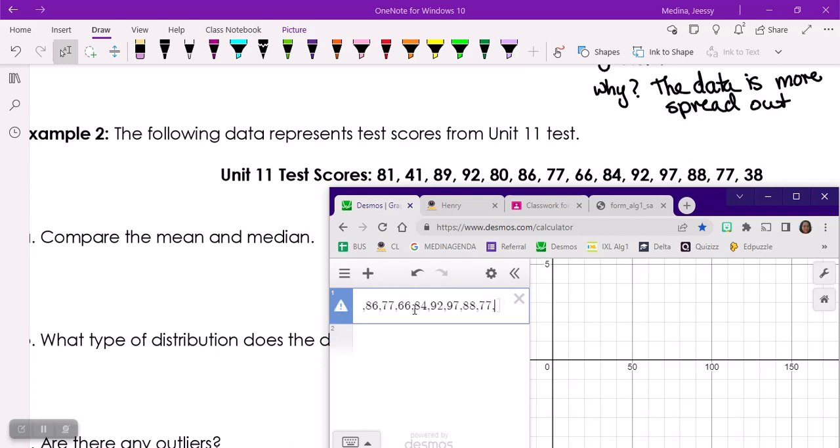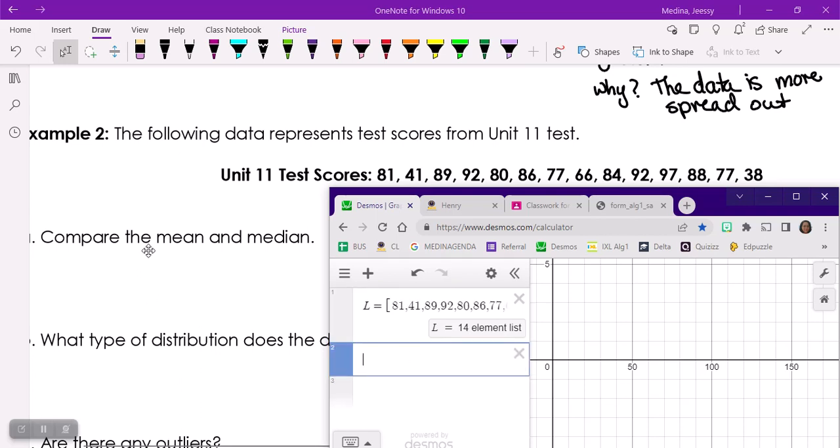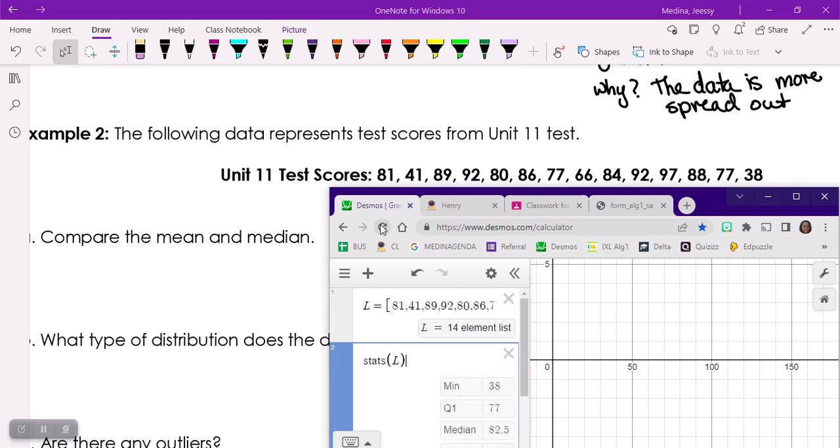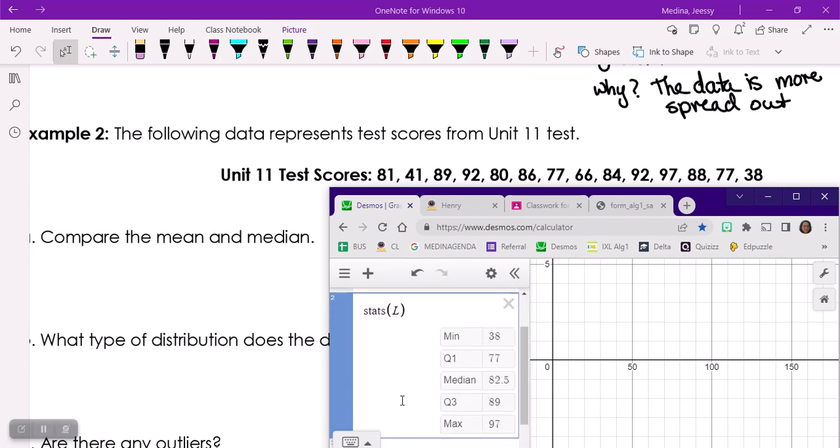I'm trying to look at the numbers so that I don't mess them up. All right, so the first thing I would do is create a set of the data. I called it L. Next, I need the mean and the median. So what do I type in Desmos? Stats, parentheses, L, right? And it gives me the following statistics.